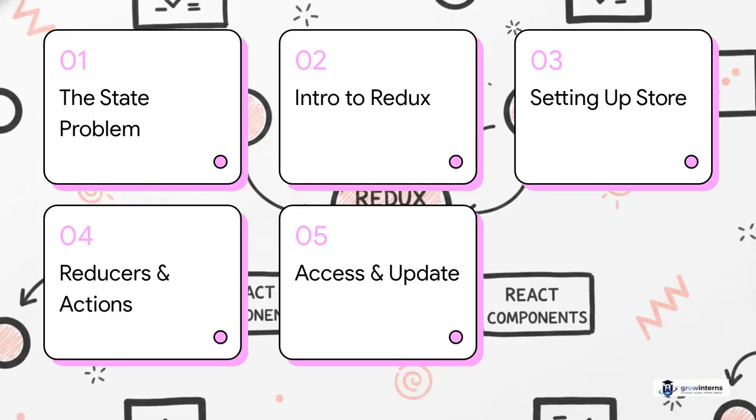So here's our quick roadmap for today's explainer. Section 1 is the state management problem, then 2, introduction to Redux, 3, setting up the store, 4, reducers and action creators, and finally 5, accessing and updating state. Let's get right to it.